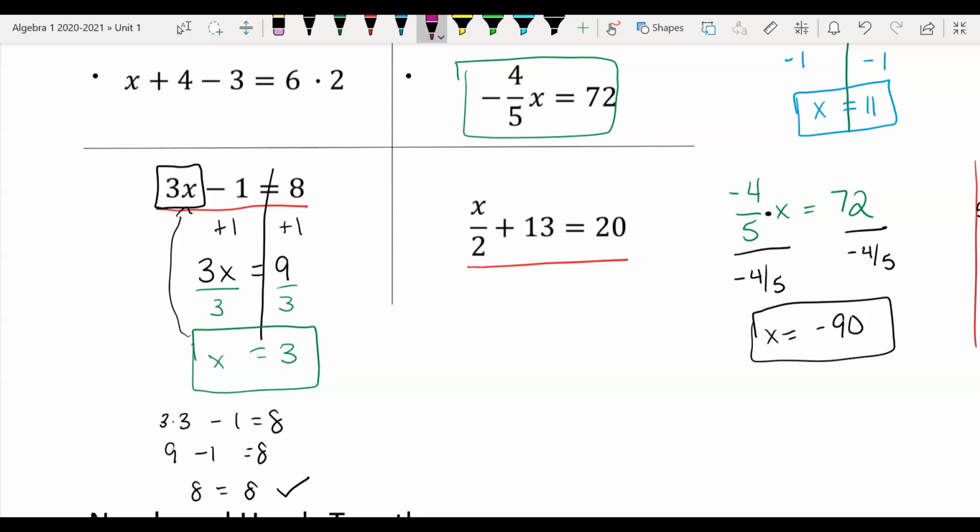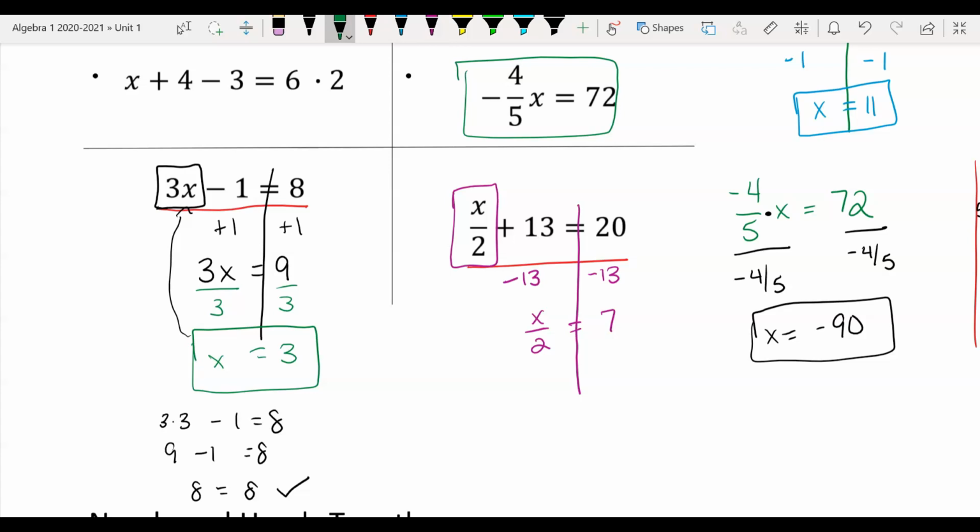All right. The next one, if you need to pause the video, you can. I'm going to draw my line where the equal sign is. I would subtract 13 first because this is the x term, trying to get it by itself. I get x divided by 2 equals 7.